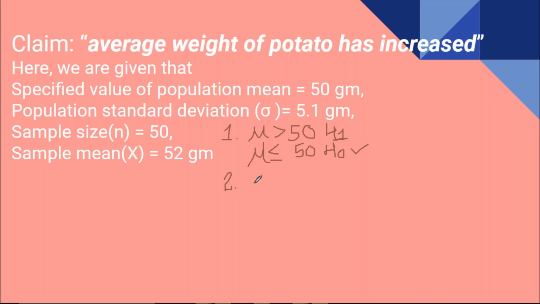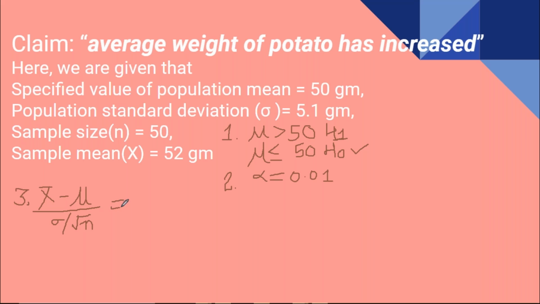My second step is to set the level of significance, and the level of significance here I'm taking is 1%, which is 0.01. Now the third step is to apply the test statistic, and I told you that the test statistic we are going to use is the z test. The formula for the z test is x bar minus mu divided by sigma upon under root n, where sigma is the standard deviation, n is the number of samples, x bar is the sample mean, and mu is the population mean.